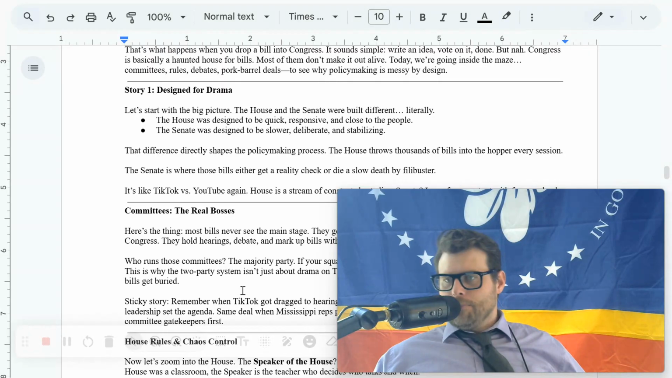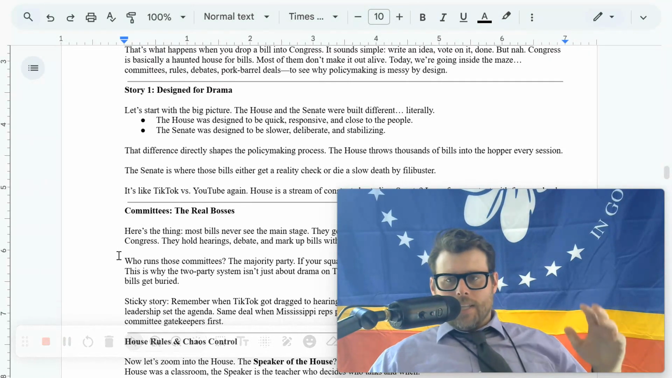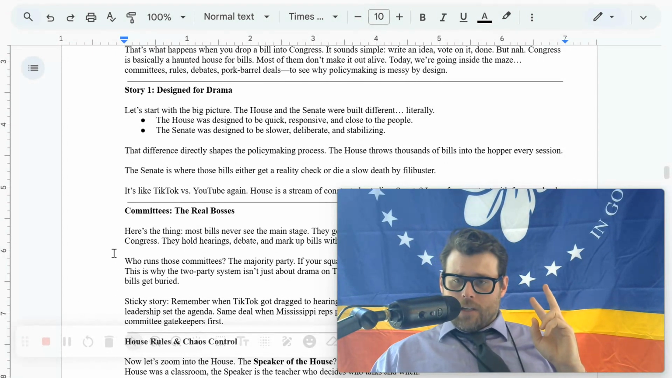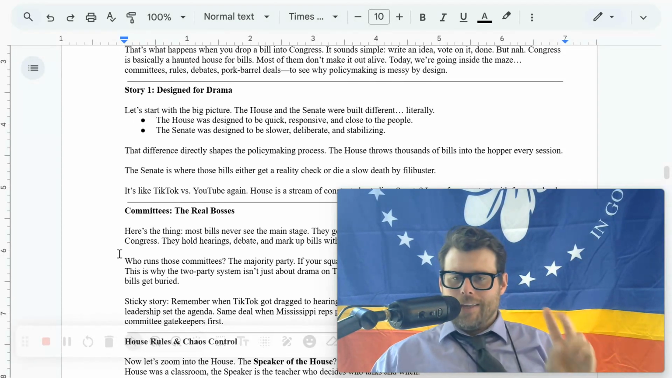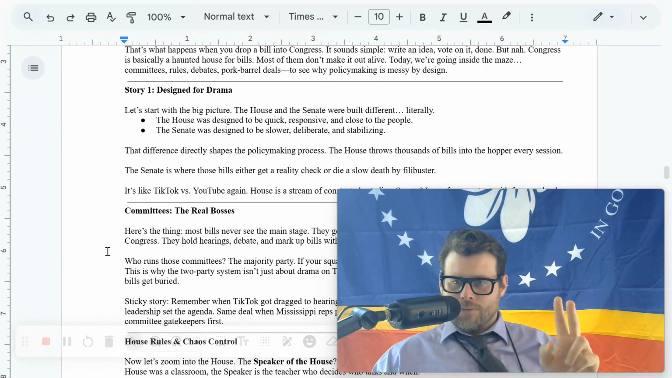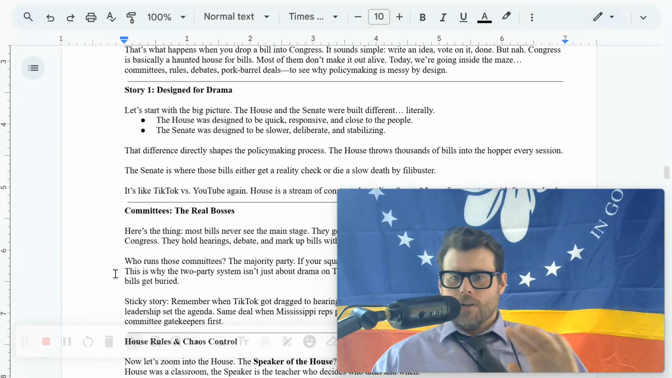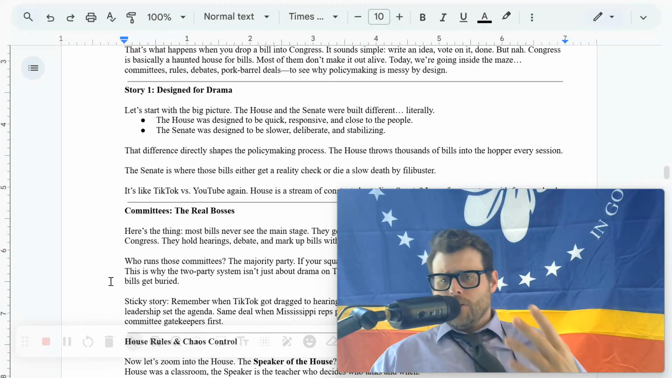All right, so that difference directly shapes the policy-making process, the law-making process. The House throws thousands of bills into the hopper every session, right? And remember, I mentioned this. Congress goes in 2-year intervals, 2-year sessions, and then they change the number, right? So we should be like 118, 119 right now, and in 2 years, we'll have the House of Reps come up for re-election. Remember, the House of Reps is every 2 years, they go, all of them, 435 go up for re-election. And so every 2 years, we start a new congressional session, a new number. And the bill numbers start over as well.